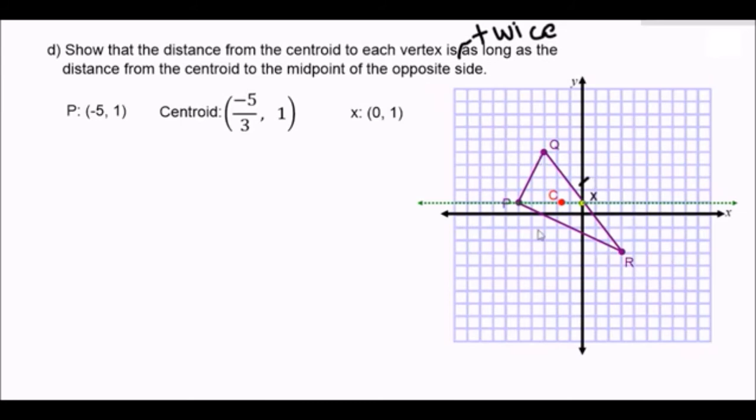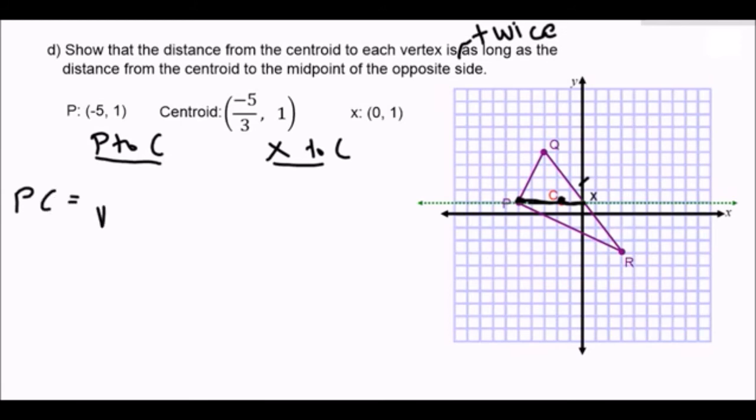So in other words, if we visualize what's going on here, they want me to show that the distance from the vertex, like P, to the centroid, that this distance here is twice as much as the distance from C to X. So that's what we're going to do. We're going to find the distance from P to C, and compare it to the distance from X to C. And we're supposed to show that this one is twice as long as this one. So we're going to use the distance formula.